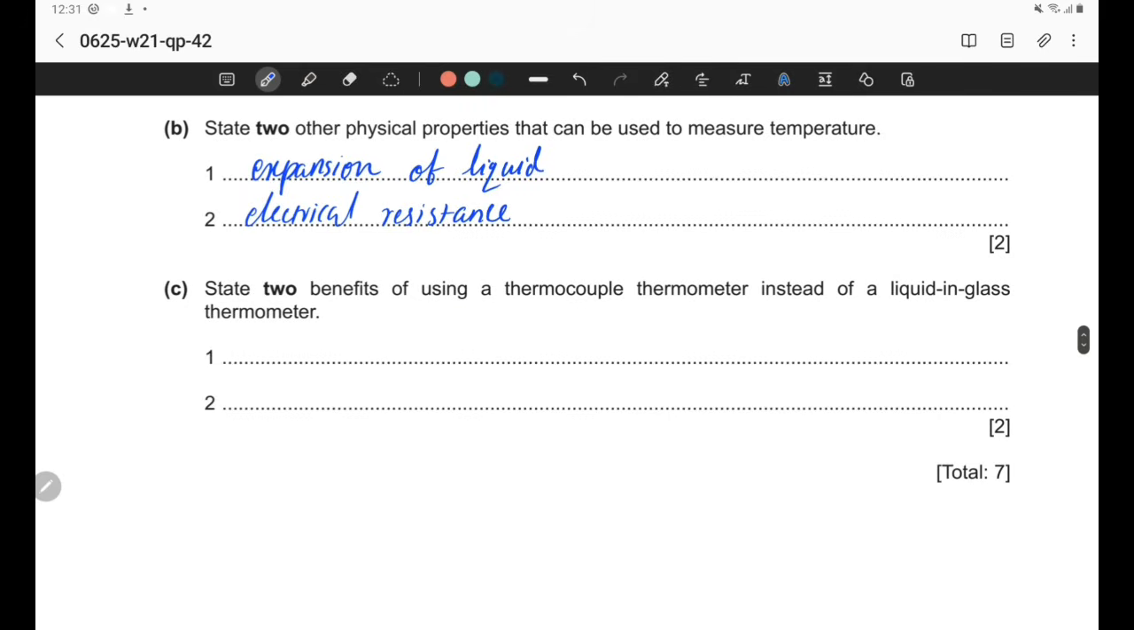Part C. State 2 benefits of using thermocouple thermometer instead of a liquid in glass thermometer. So thermocouple thermometer has a large range. It can measure the temperature between a very wide range of temperatures, and even we can measure very high temperatures. These are the 2 advantages of thermocouples over liquid in glass thermometer.